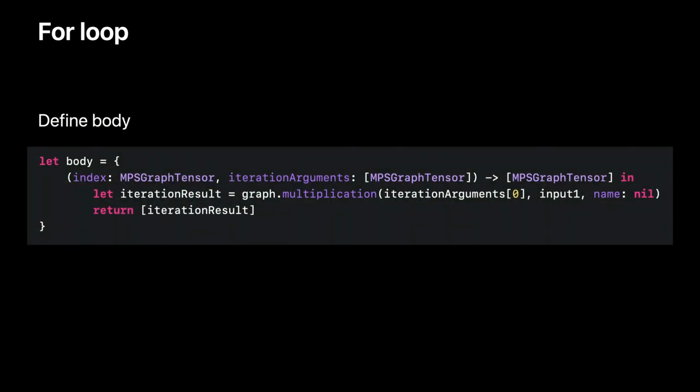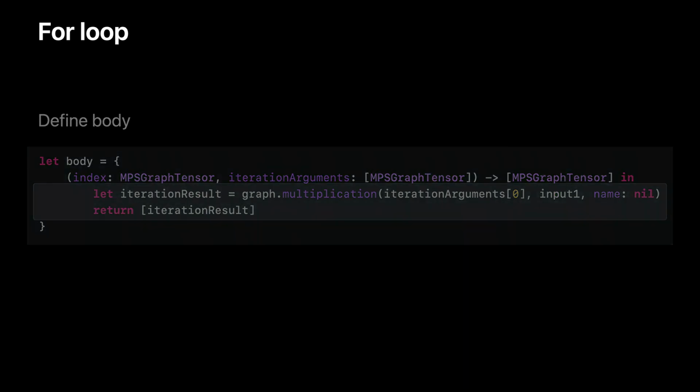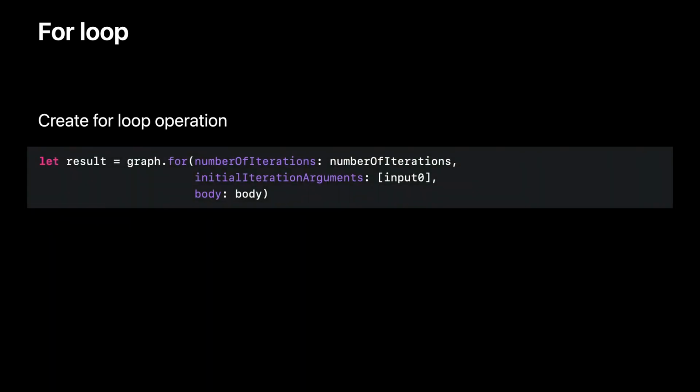Next, we create the body of the for loop. This is done by creating a closure which represents a single iteration. Each iteration is passed the index of the current iteration as well as the output of the previous iteration. Then we'll update the result and return it to be passed to the next iteration. Finally, we pass all these arguments to the for loop API in the graph. Note that the iteration arguments of the body are initialized to input 0 tensor. That's it for the for loop.